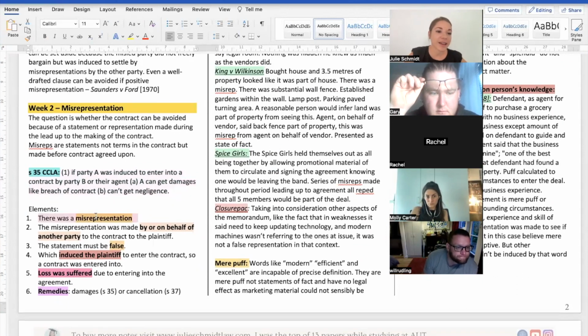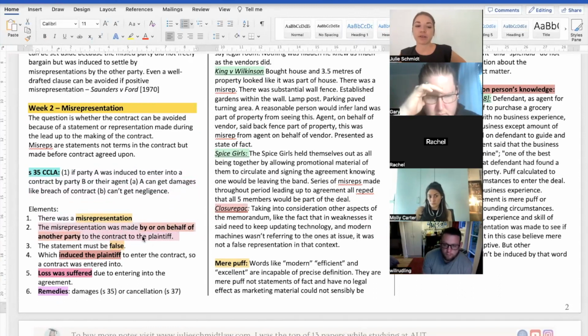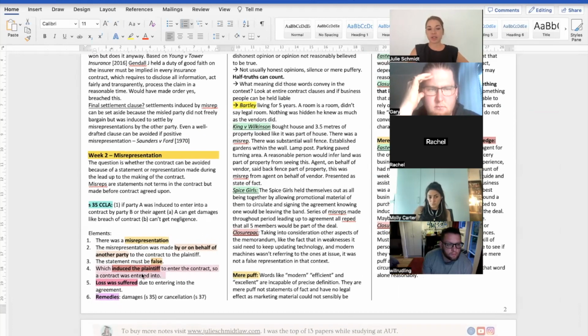So the elements are, there was a misrepresentation. It was made by or on behalf of someone party to the contract. The statement must be false. It induced the plaintiff to enter the contract, or was a material inducement. So it doesn't have to be the only reason they entered the contract, but it's got to be a pretty big reason. Loss was suffered, and then the remedies you can get are damages, section 35, or cancellation, section 37.